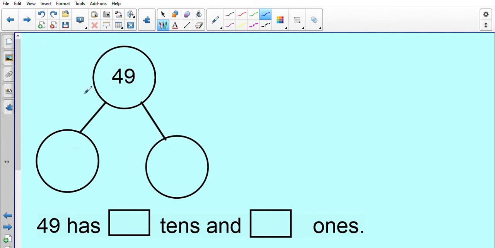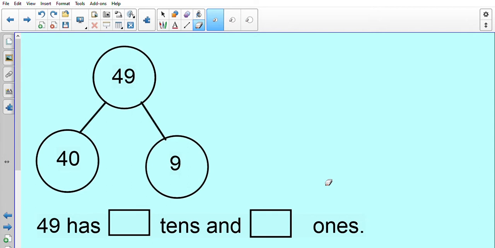Number 49. Let's do the secret reveal again. I bet you can do this straight away now. Which numbers do you think are going to be in here? See if you've got it. 40 and 9. Fantastic. 49.